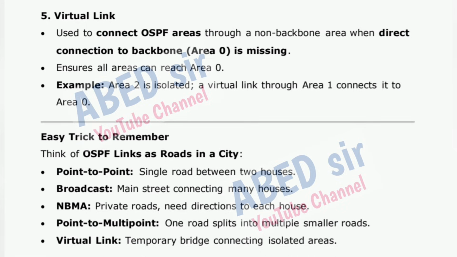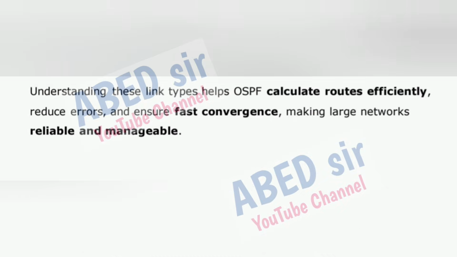Easy trick to remember. Think of OSPF links as roads in a city. Point-to-point, single road between two houses. Broadcast, main street connecting many houses. NBMA, private roads, need directions to each house. Point-to-multipoint, one road splits into multiple smaller roads. Virtual link, temporary bridge connecting isolated areas.